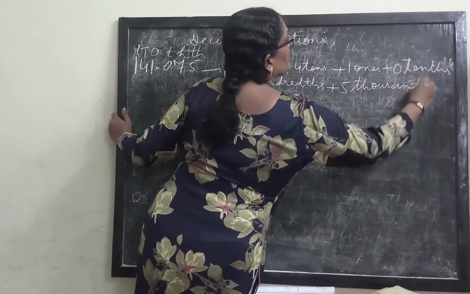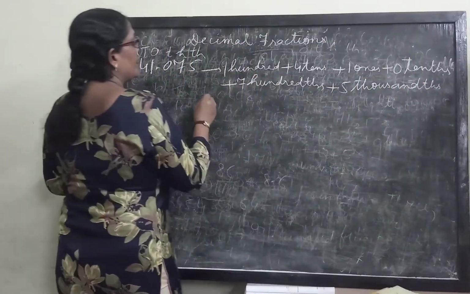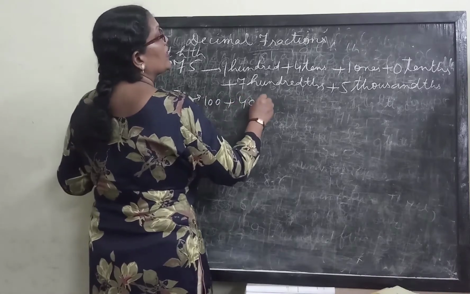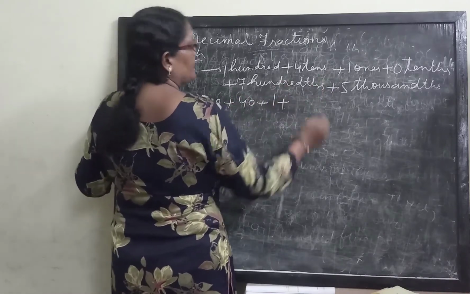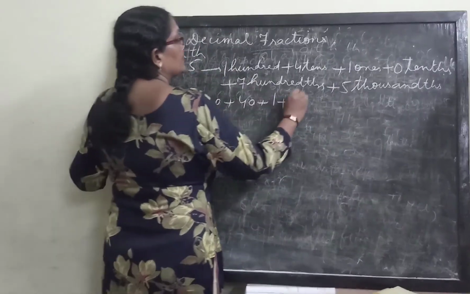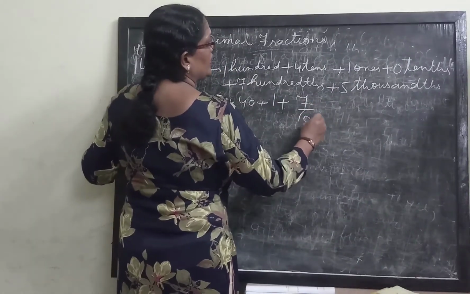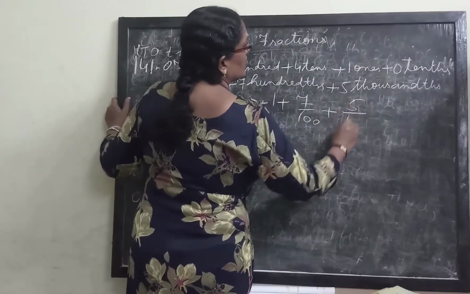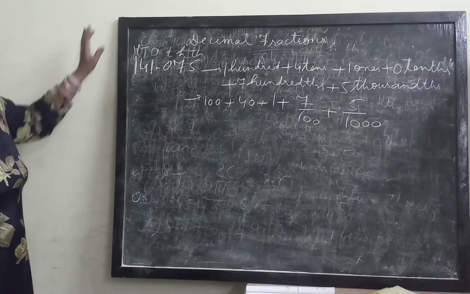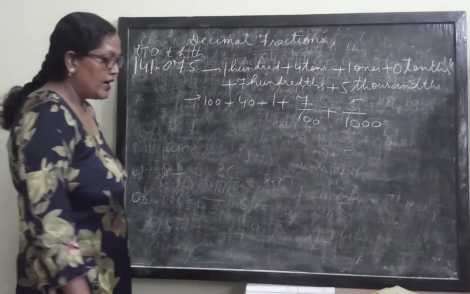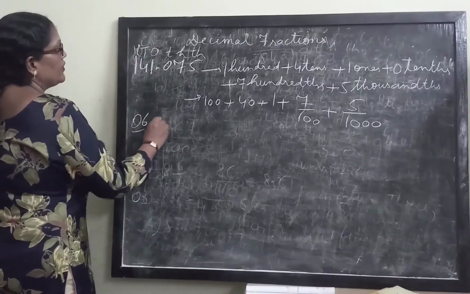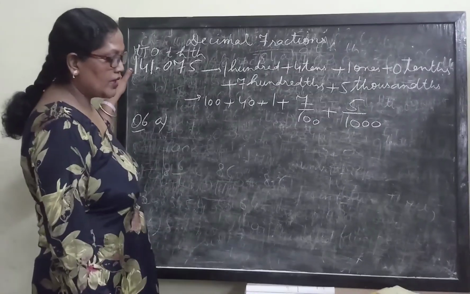5000. See here students, it will become 100 plus 4 times means 40 plus 1 plus 0 tens, no need to write, 7 hundreds over 100, 5000 over 1000. This is known as the expanded form. What we call it? Expanded form. Now write the decimals. Now expanded form is given to you. You have to change it into decimals.